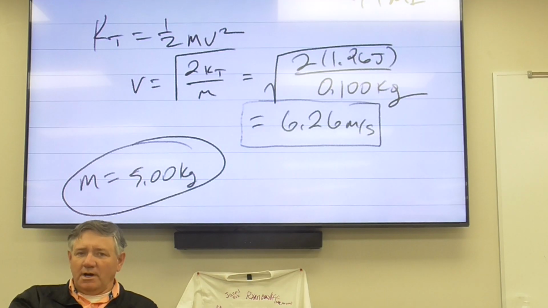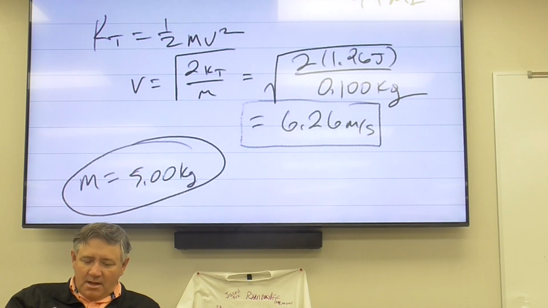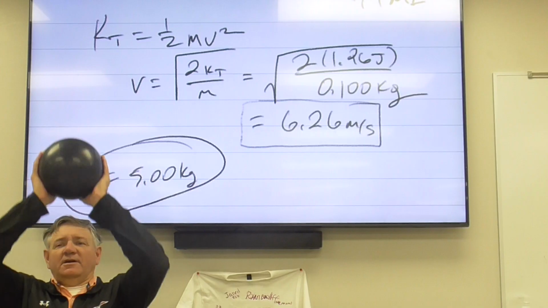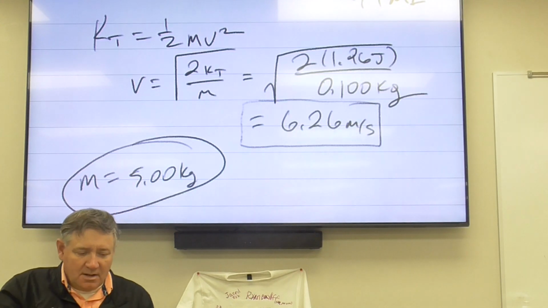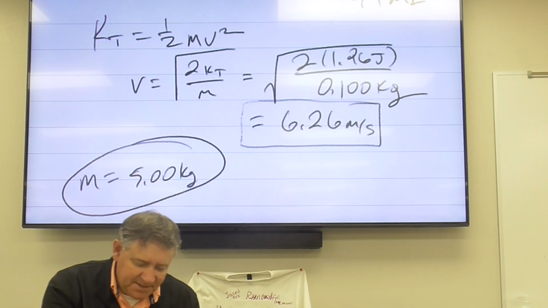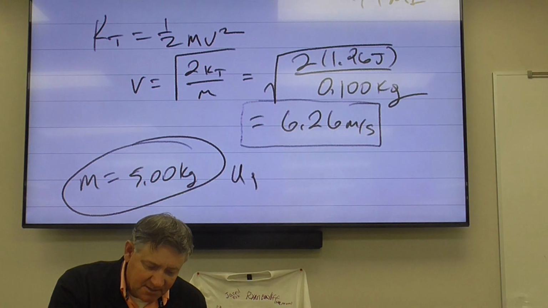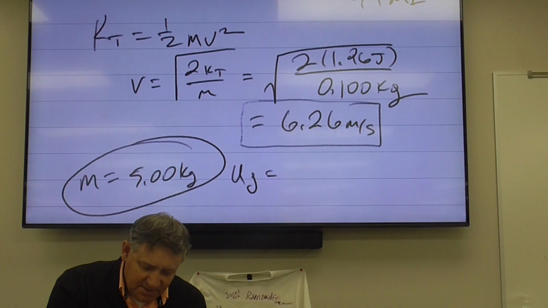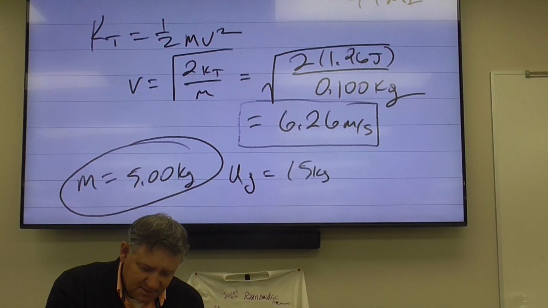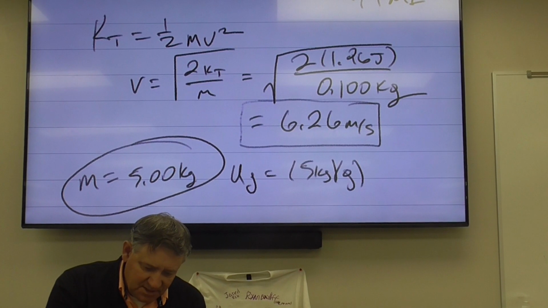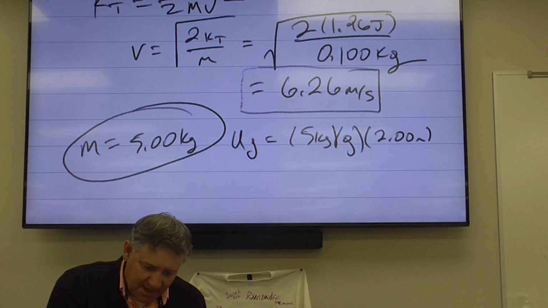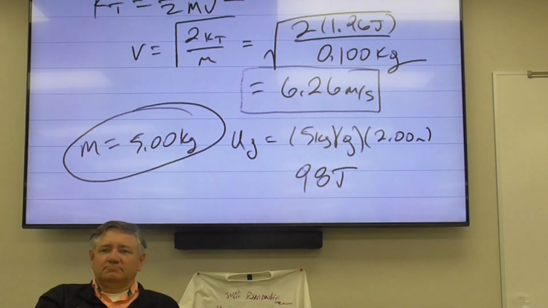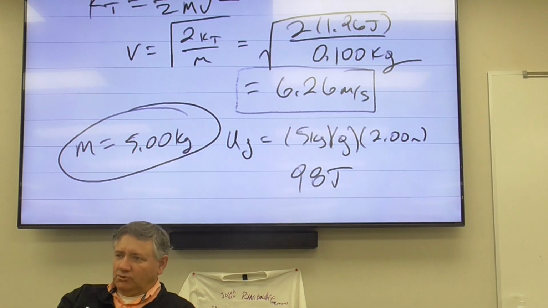Am I going to have more UG? Yes. Am I going to do more work to lift Hank up? Yes, very much so, right? So now my new UG is going to be 5 kilograms times g times 2 meters, which, check my math, should be 98 joules, right? Cool with that?